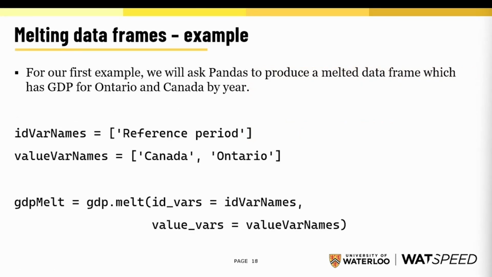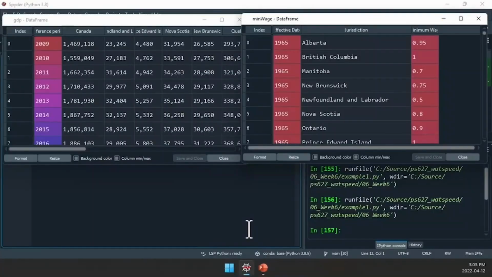For our first example, we're going to ask Pandas to produce a melted data frame which has GDP for Ontario and for Canada by year. First, we specify our list of ID variable names, reference period. Then we specify which columns have our values, which columns we want to melt down into a combination of rows. And then finally, we melt down our GDP data frame by calling gdp.melt and specify the ID values and the value values. Let's try this. We'll come back into Spyder.